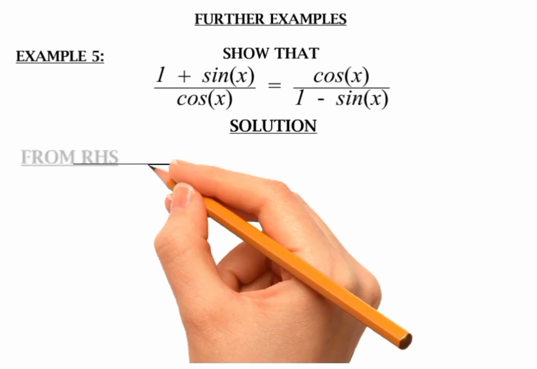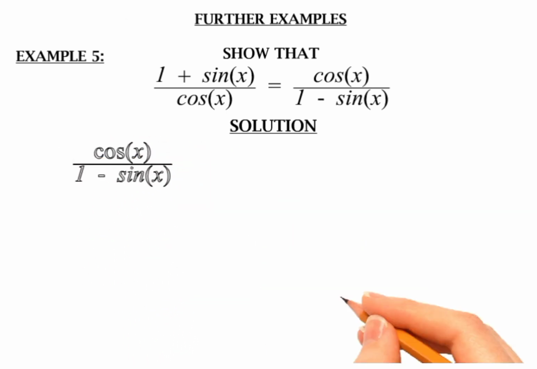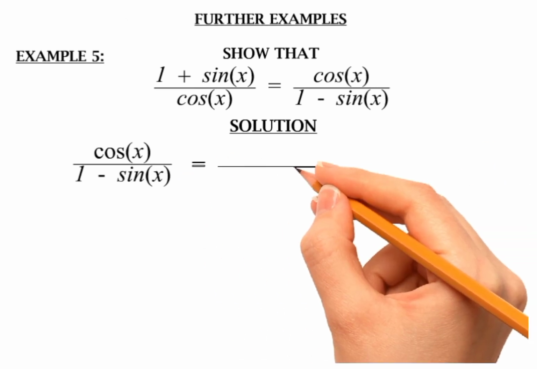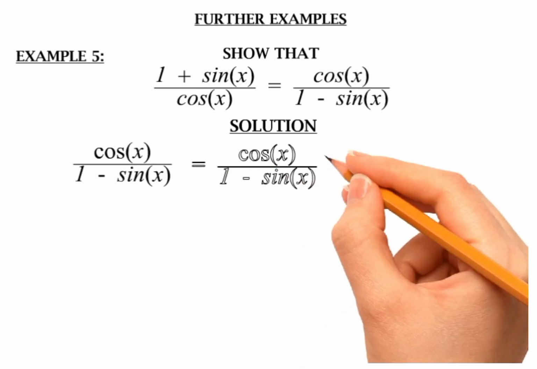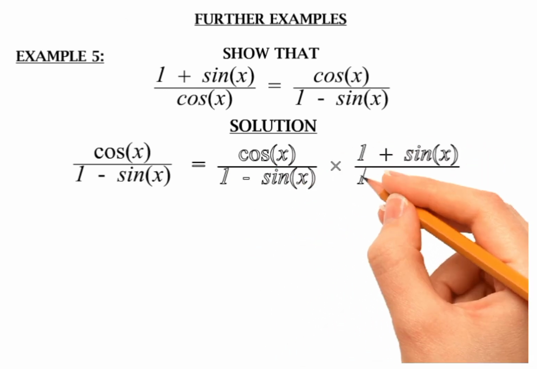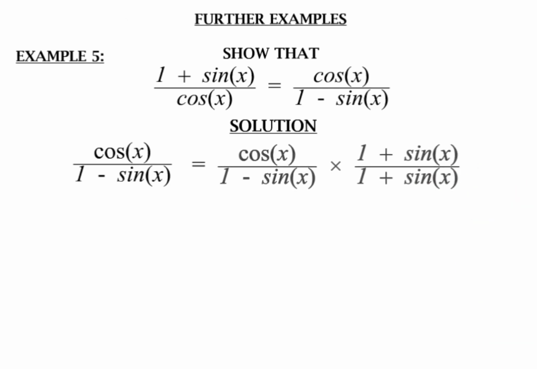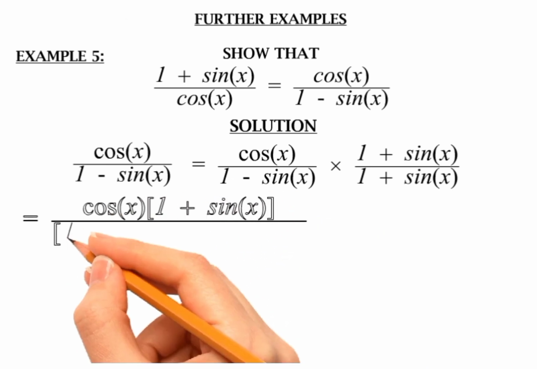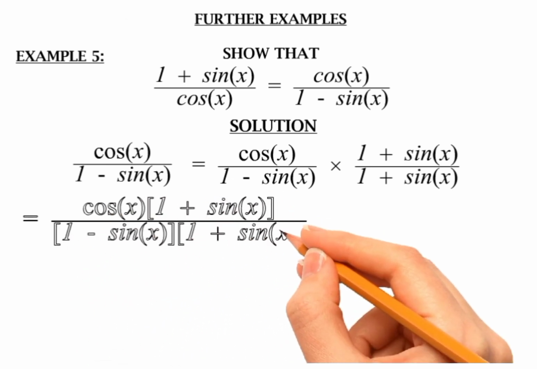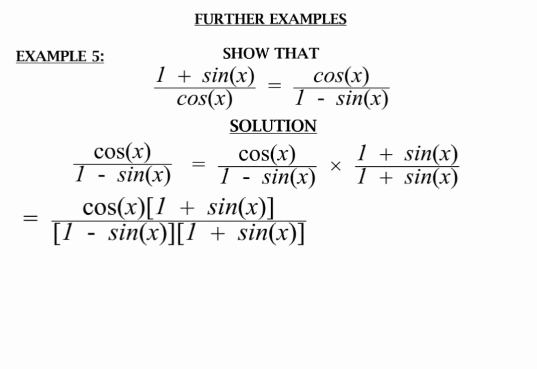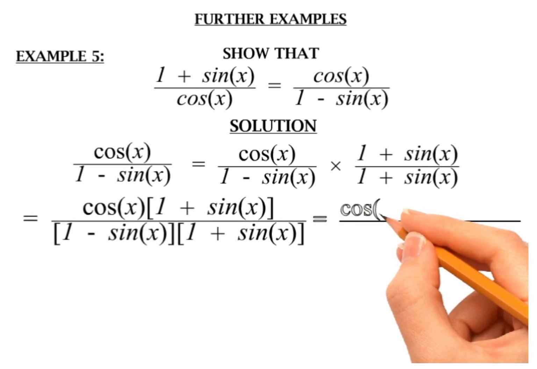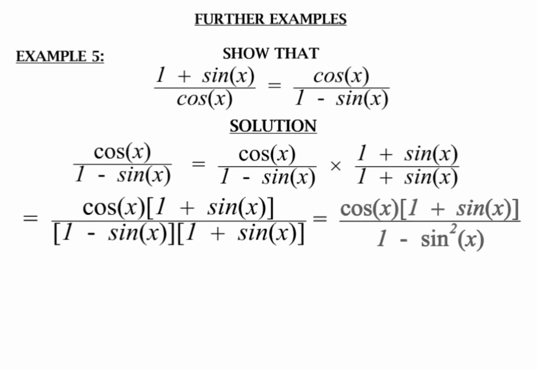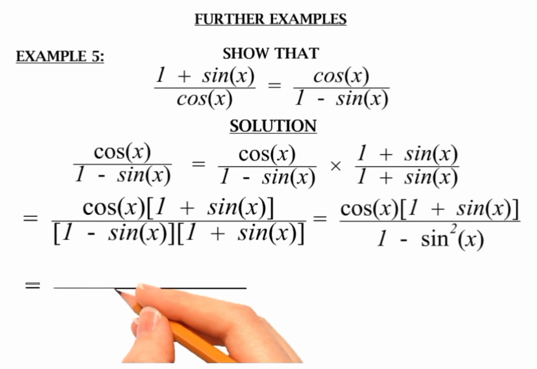Cos x over 1 minus sin x. To simplify the denominator, let us rationalize it. This can be achieved by multiplying both numerator and the denominator of the fraction by 1 plus sin x. By expanding the denominator, we arrive at a stage where the first identity will be implemented. The denominator gives 1 minus sin square x, which we write as cos square x, by convention.